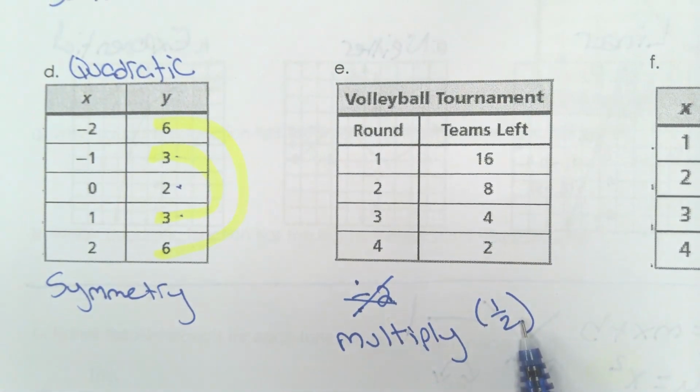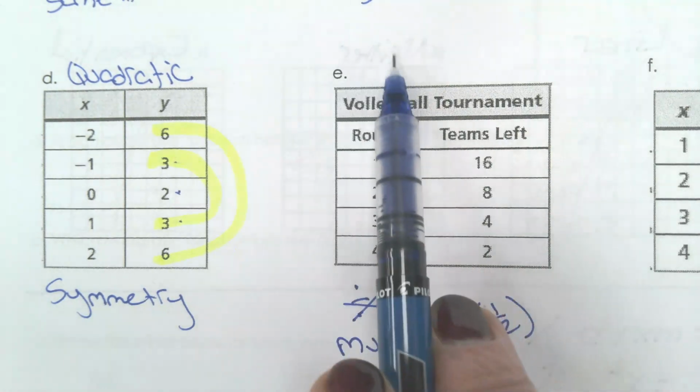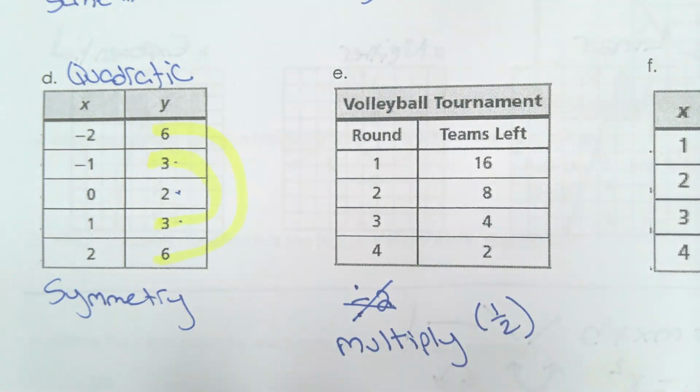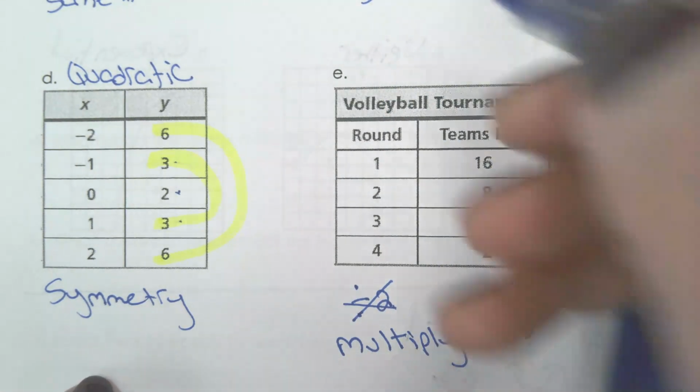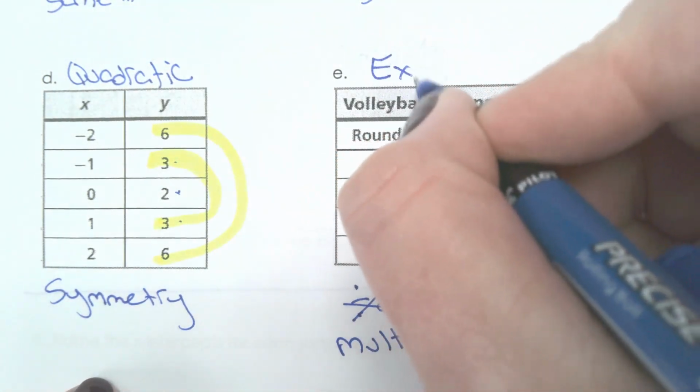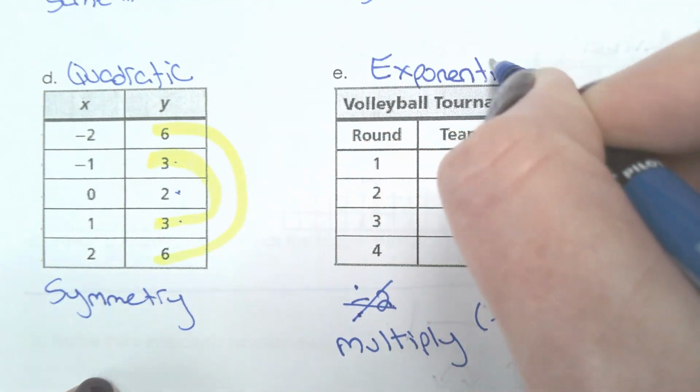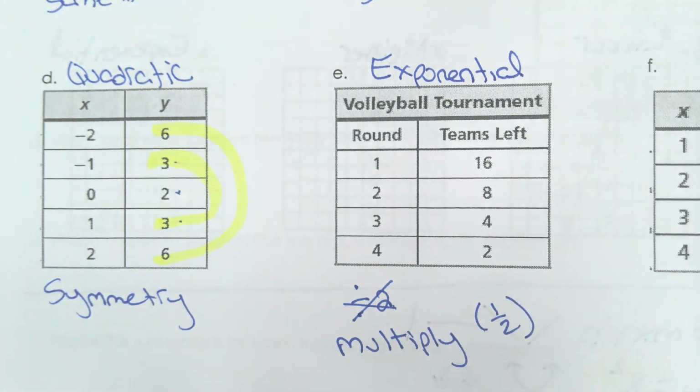When I multiply to get to the next value, what is that an example of? Exponential. I'm going to pause and you guys do C and F. Feel free to come back and check the notes.